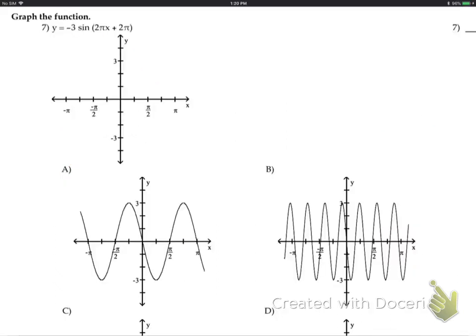All right. So look at number 7. Minus 3 sine of 2 pi x plus 2 pi. Okay. So this is A. The 2 pi is B. And that last 2 pi is C. A, B, C. Yeah. I have a question.